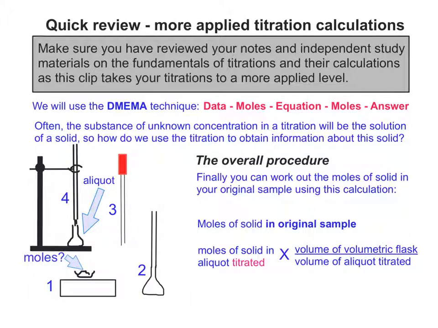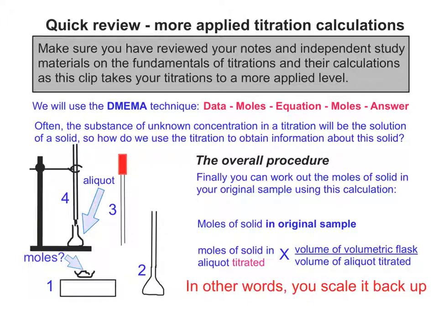So the last thing to do is to work out the moles of solid you originally had in your sample that you weighed. So to do this, you take the moles of solid that you've now calculated in your aliquot, which I've labelled for you on the diagram, and you multiply this by the volume of the volumetric flask over the volume of the aliquot titrated. So in other words, you scale it back up.